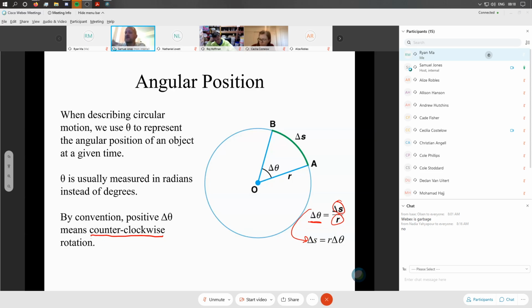Now, what happens if I have a spinning wheel, for example? Well, it's going from point A to point B, but it can't rotate from point A to point B instantly. It takes some amount of time. And so we can divide the change in angle by the change in time, and that would give us what we call angular velocity.